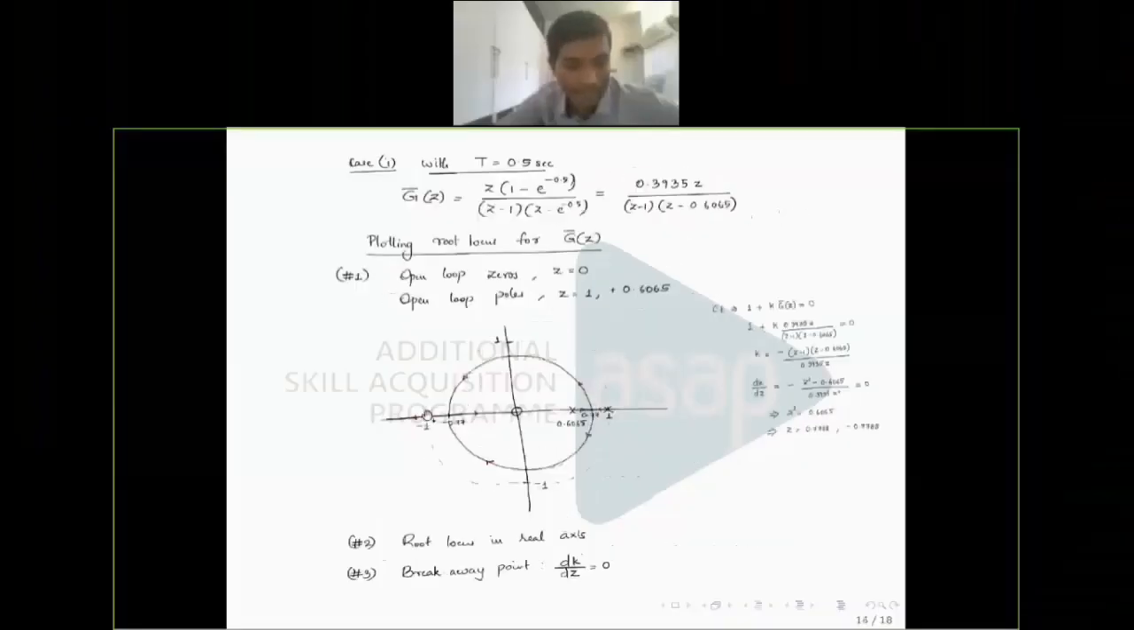So what about stability? As k increases, the pole moves along the left half, and at some point it goes outside the unit circle. Hence, k can increase till z equals minus 1. For k greater than this point, the system becomes unstable.